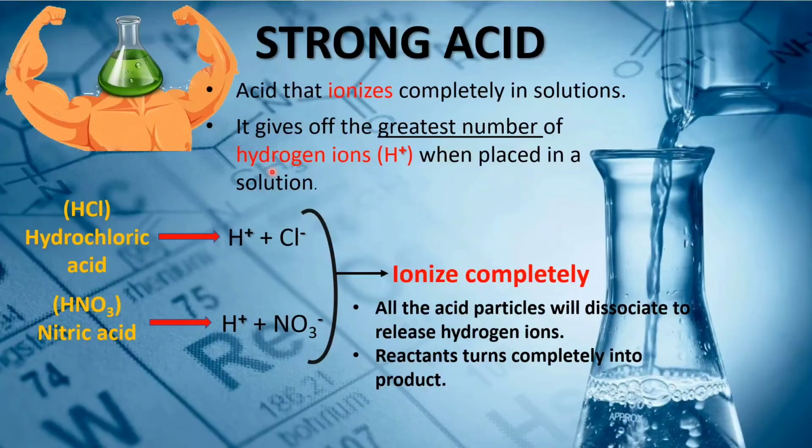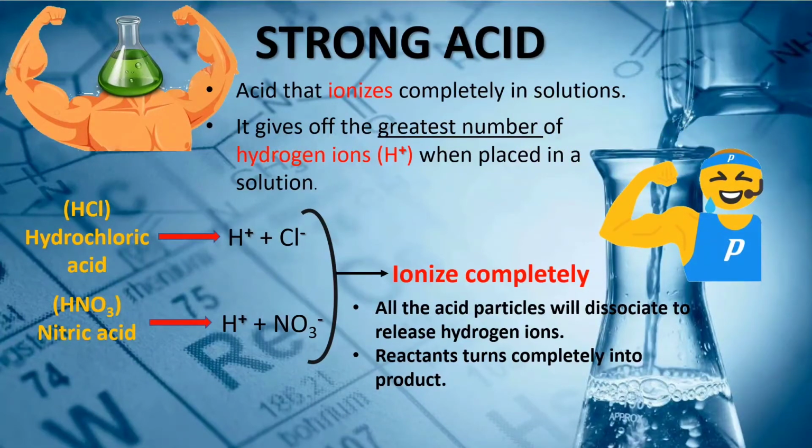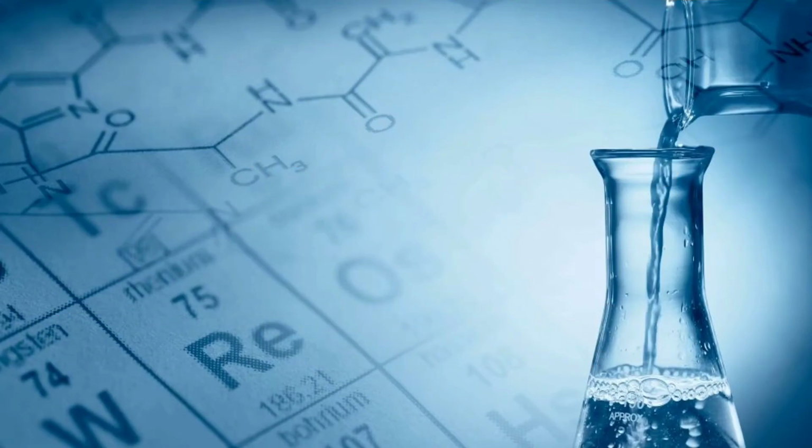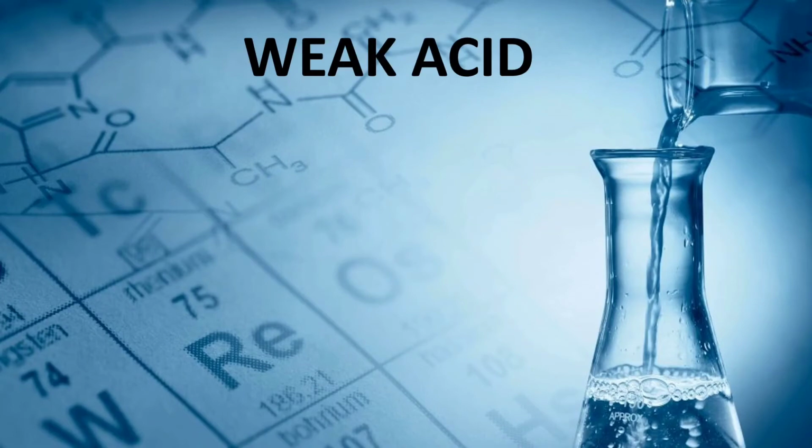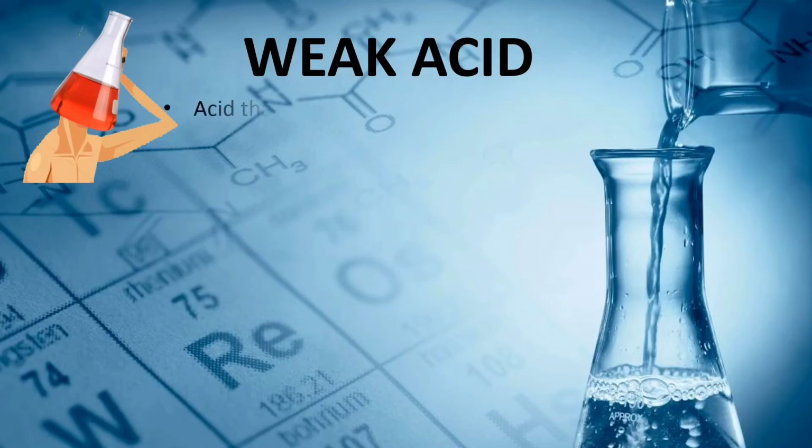So when we talk about a strong acid, it solely means that it is going to split itself into hydrogen ions and the other substance. I hope it is very clear that a strong acid means ionizing completely. Okay, so this was about strong acid. Opposite to this is the weak acid. When we talk about a weak acid, it is going to have less dissociation or less ionization capacity.